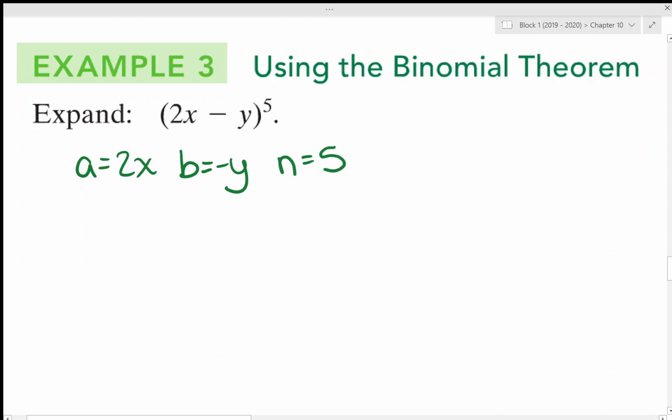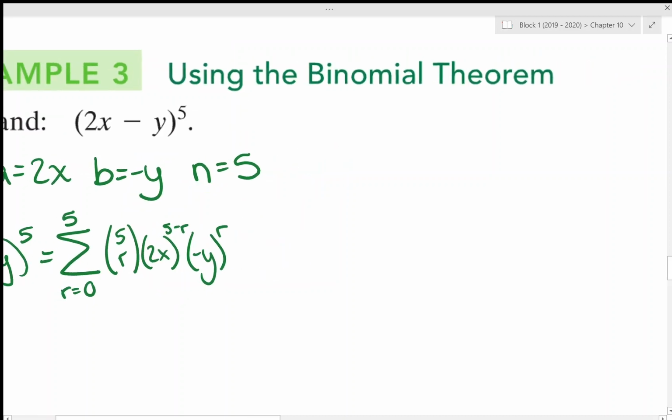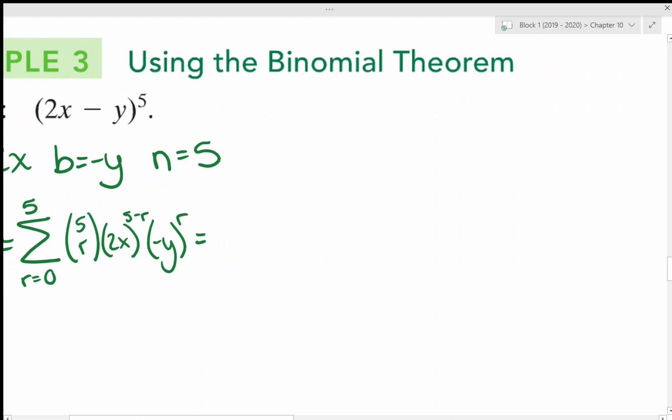So, to find out what 2x minus y to the fifth power is, I'm going to want to do the sum, where I stop at 5, and I use an r of 0 all the way up to 5. I want to do 5 above r, my first term 2x to the 5 minus r power, and negative y to the r power. So, I'm going to start by doing an r of 0, and then 1, 2, 3, all the way up to 5.